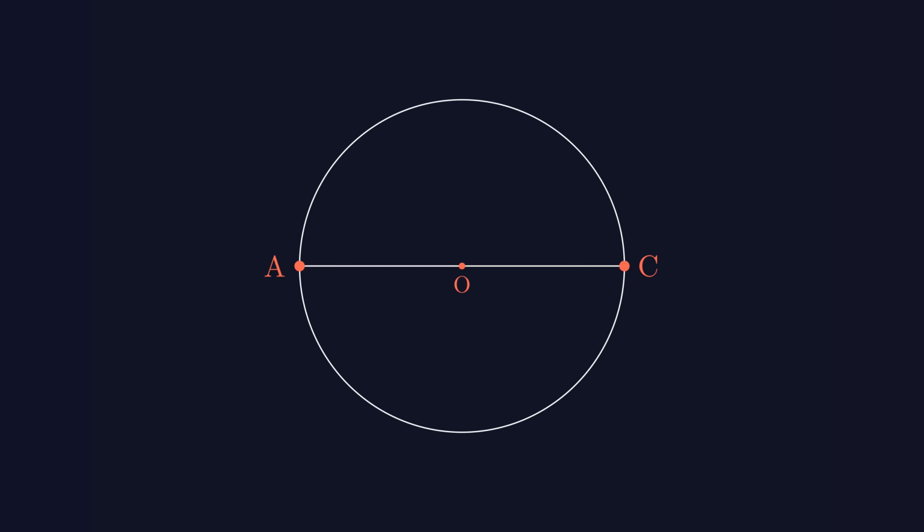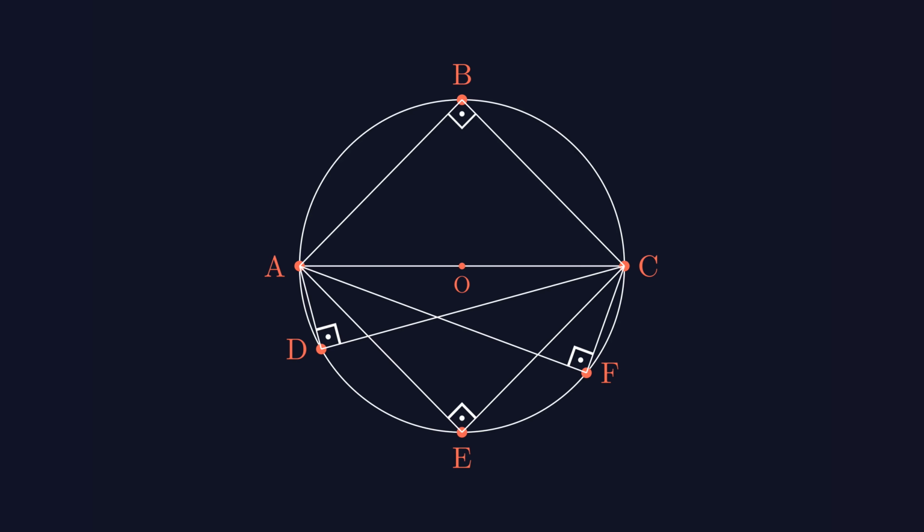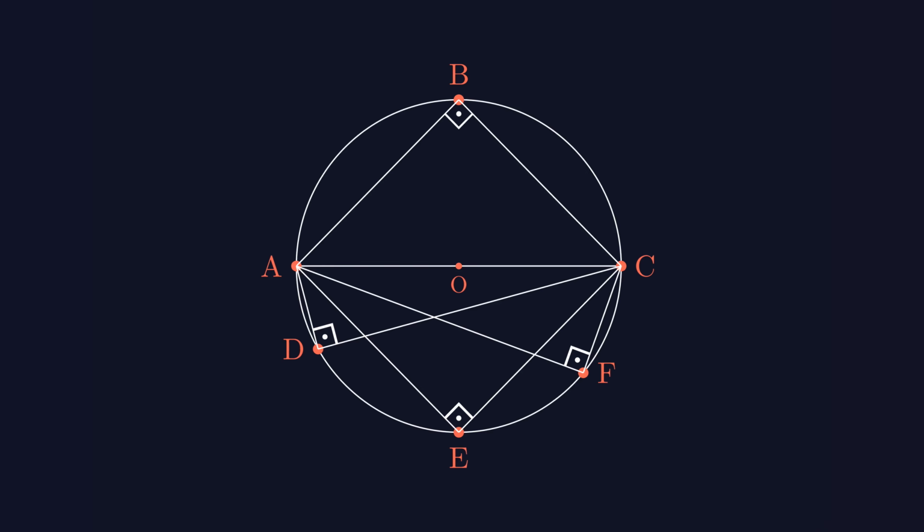So what if an inscribed angle intercepts a diameter? Then the intercepted arc is 180 degrees, and half of that is 90 degrees, which gives us a right angle. Let's draw a few more. As you can see, any inscribed angle that intercepts a diameter is a right angle.